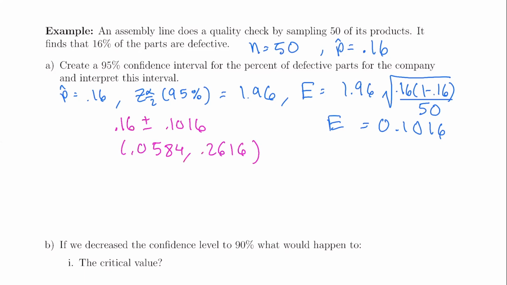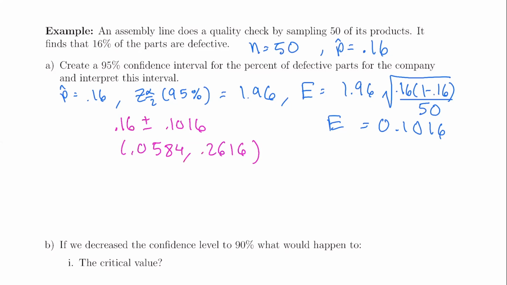All right, so if you look at this confidence interval, it's telling us our true population proportion could be anywhere between roughly 6% all the way to 26%. So it's giving us a good range of options to choose from. It's telling us the lowest it could possibly be is 5.8%. The highest it could be is 26%.